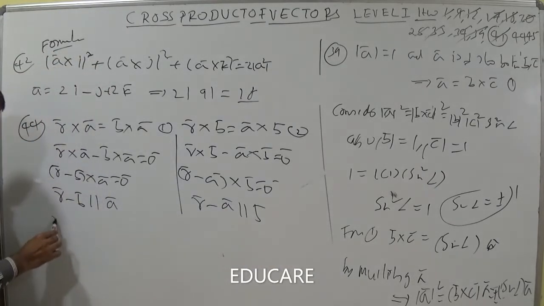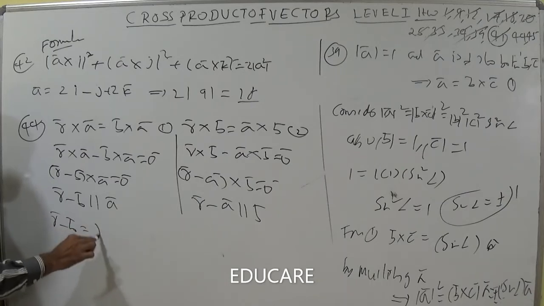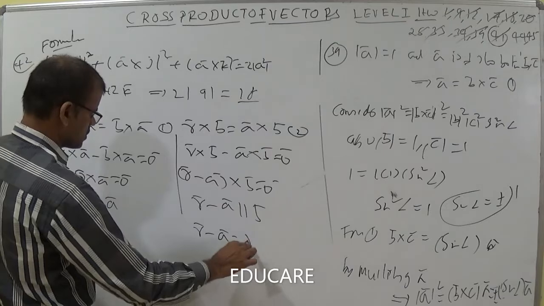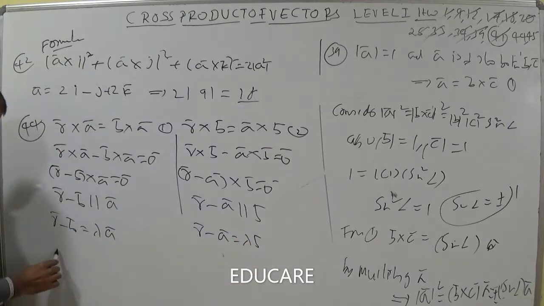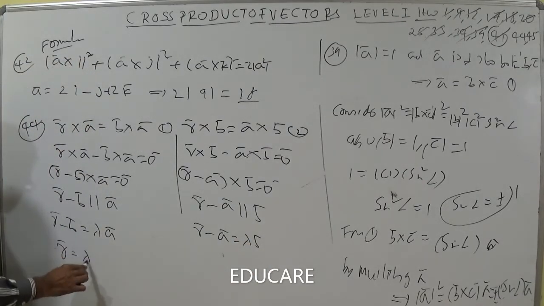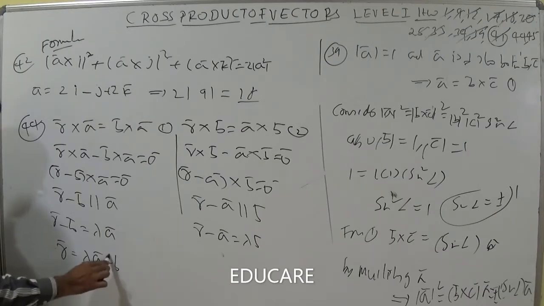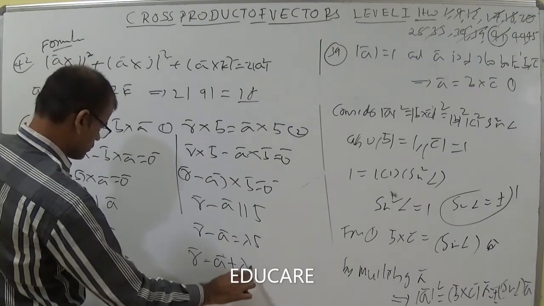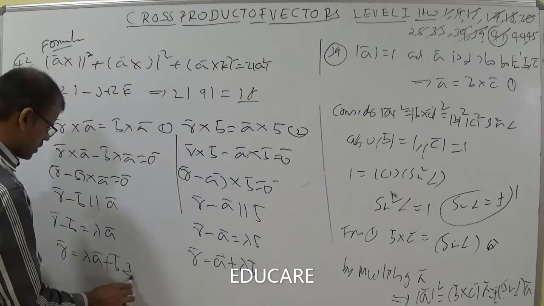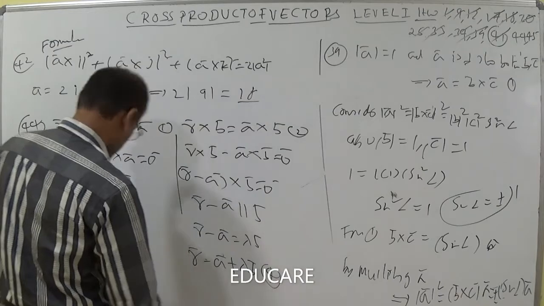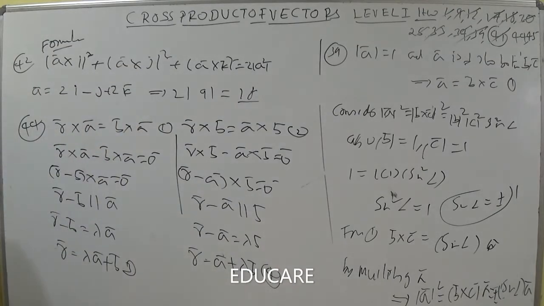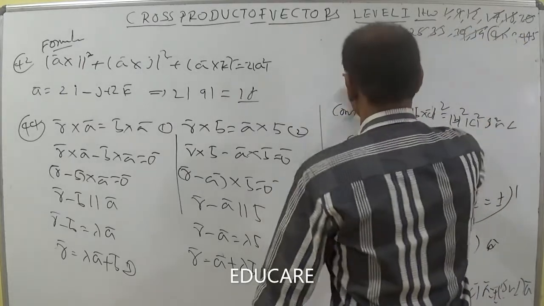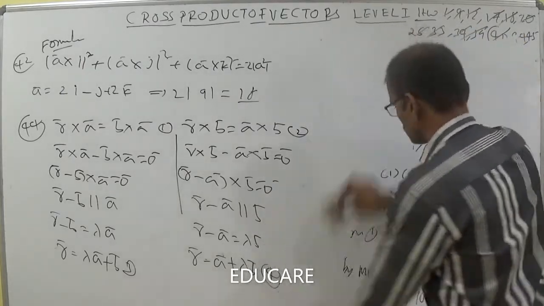So you can write here R bar minus B bar is equal to lambda into A bar. Here you can write R bar minus A bar is equal to lambda into B bar. R bar is equal to lambda A bar plus B bar. Here R bar is equal to A bar plus lambda B bar. Let it be the third equation and let it be the fourth equation. Then we can try to understand the values regarding R bar, both are equal.